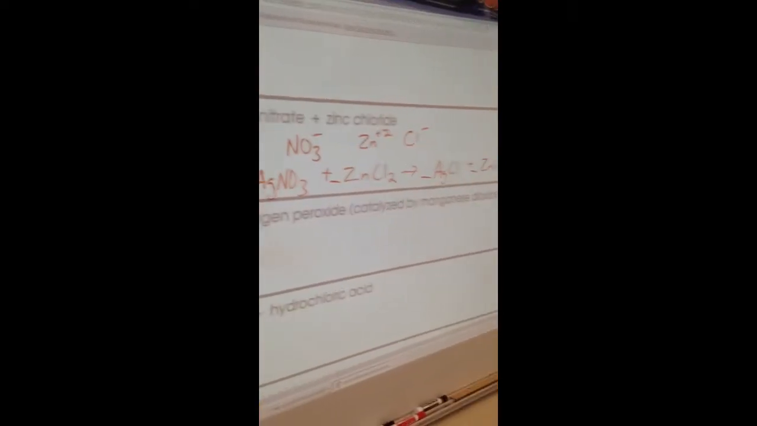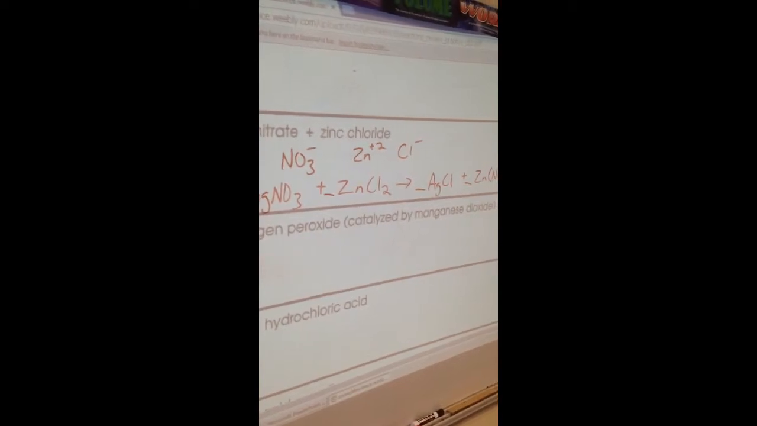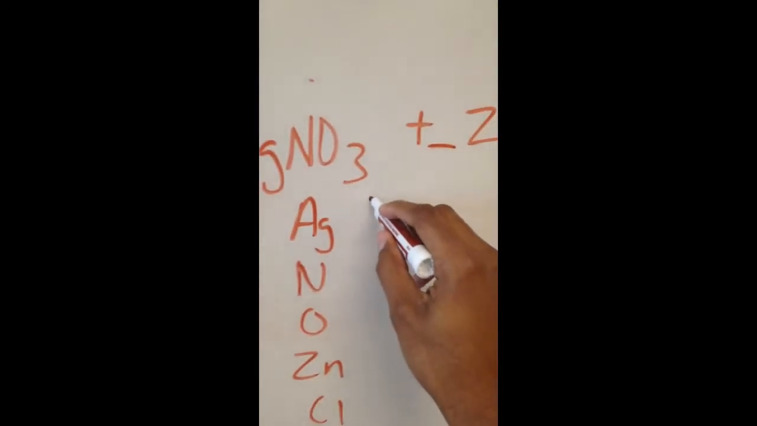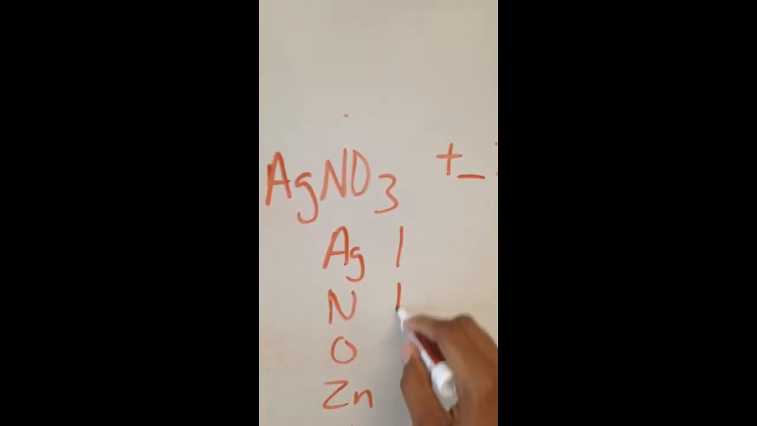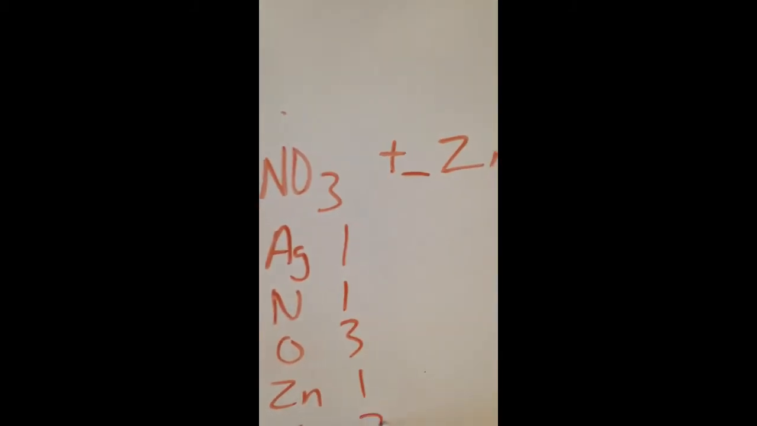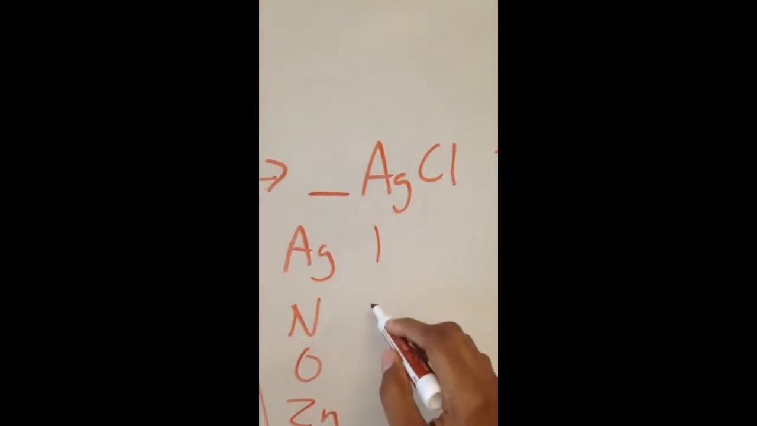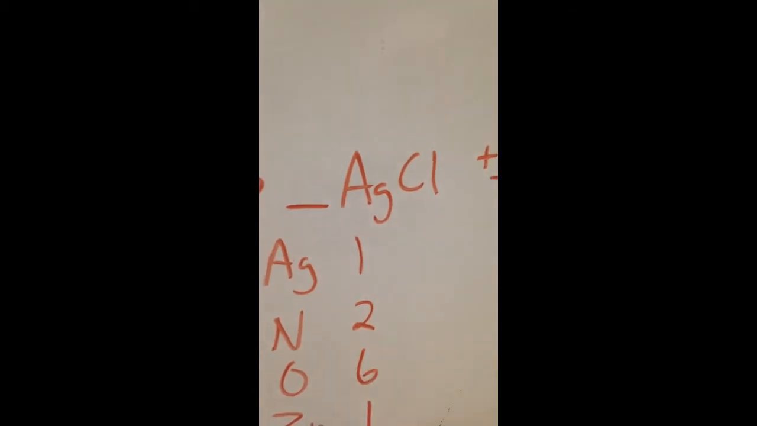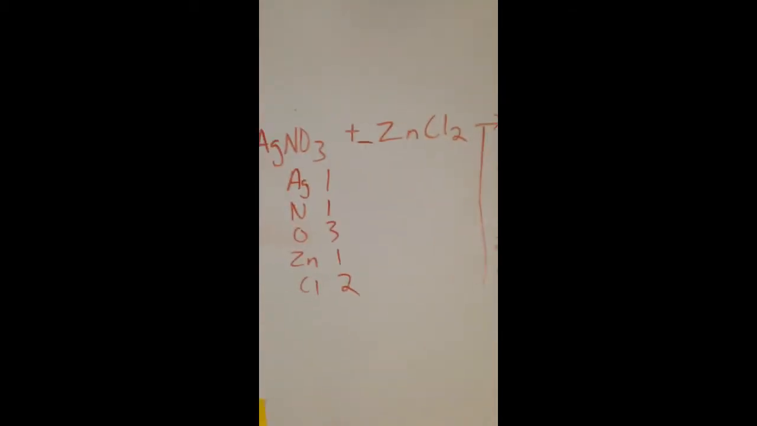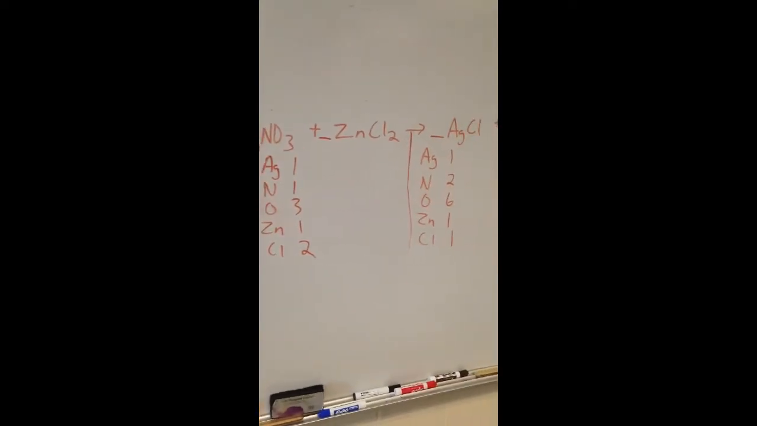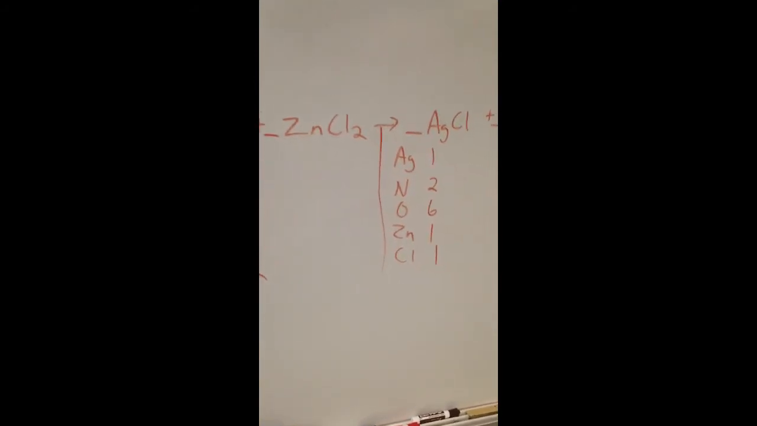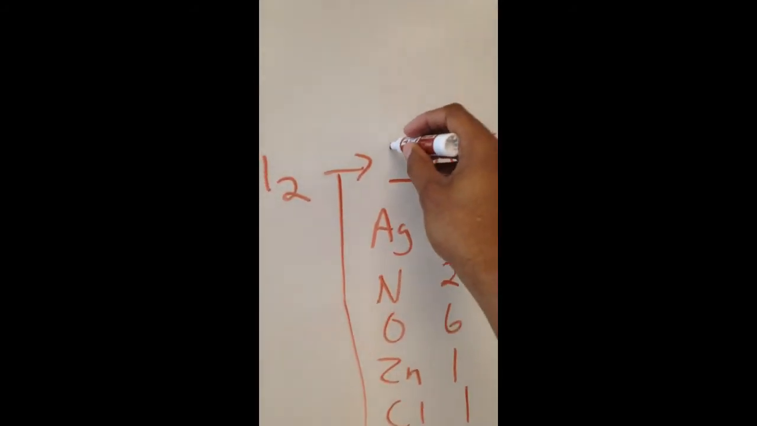Okay, so what we're going to do now is go ahead and draw our elements and then begin to count. Okay, so we have our Ag, we have one of those. We have 1 nitrogen, 3 oxygen, 1 zinc, and 2 chlorine over here. And we come into our product side. We have 1 silver, 1 chlorine, 2 nitrogen, 6 oxygen, and 1 zinc. All right, so count. Okay, so the first thing I see that's uneven is the nitrogen, the oxygen, and the chlorine are uneven. I want to go ahead and address that chlorine first. We can do that by just putting our 2 in there.